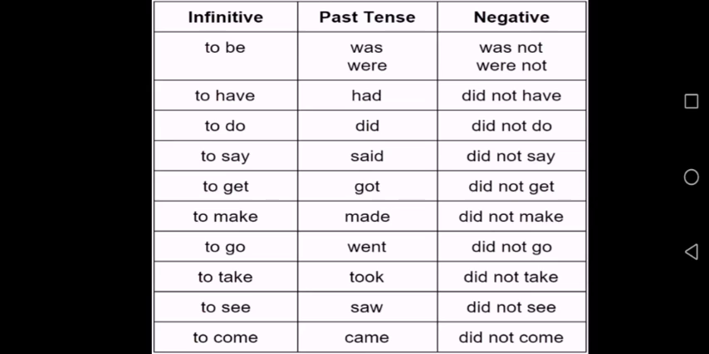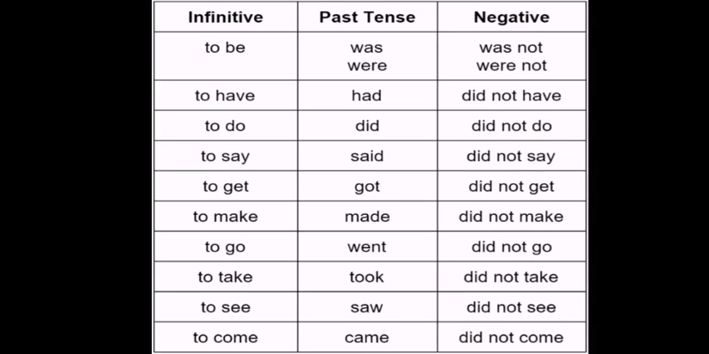Okay, now these are some examples of some irregular verbs. So how do we conjugate them in the past tense and their negative form? So the verb to be in the simple past becomes was or were. In the negative, was not, were not. Verb to have in the simple past, had. In the negative form, did not have. Verb to do in the simple past, did. The negative form, did not do.